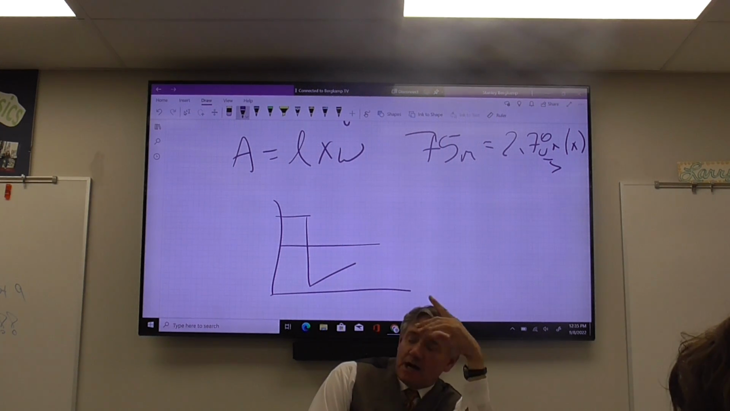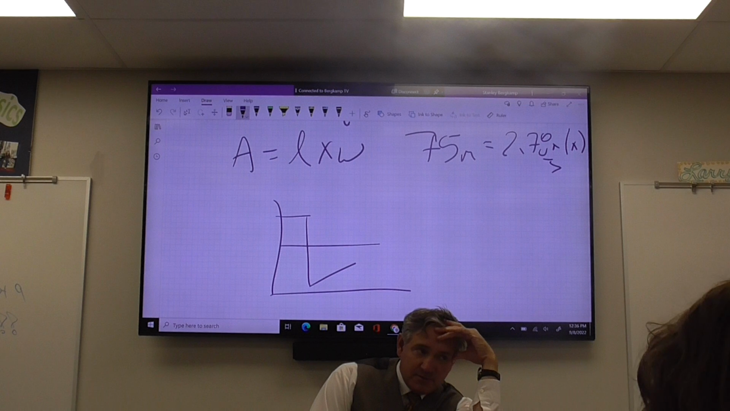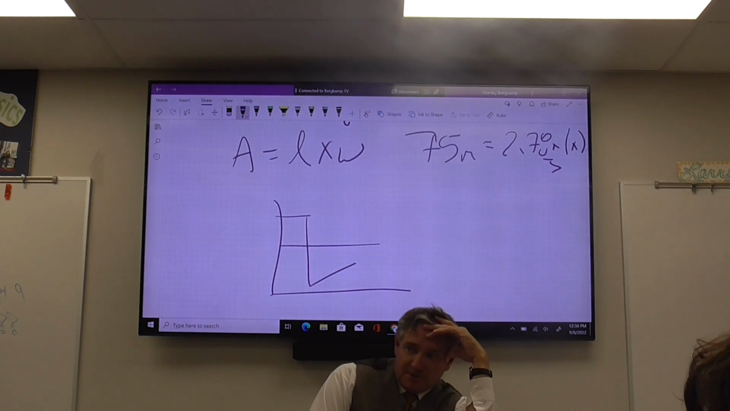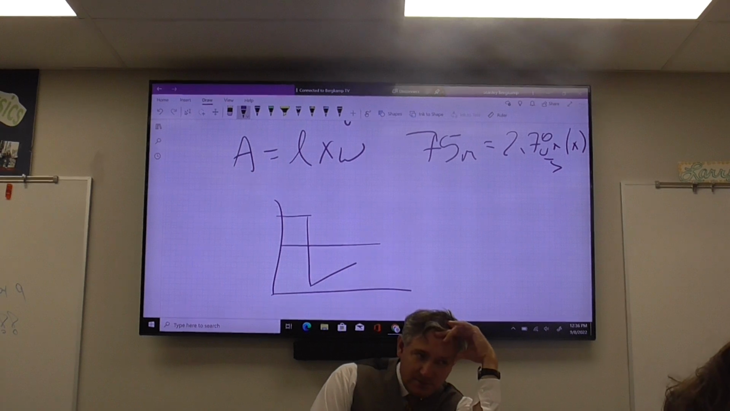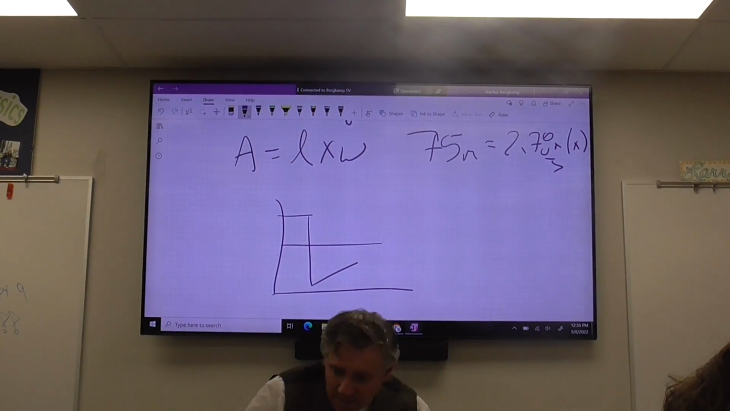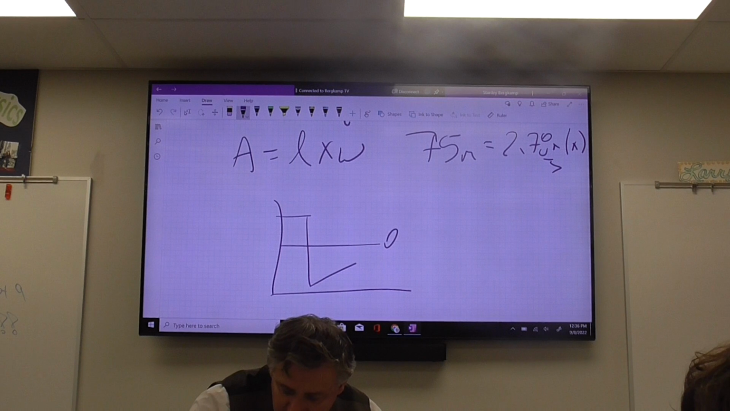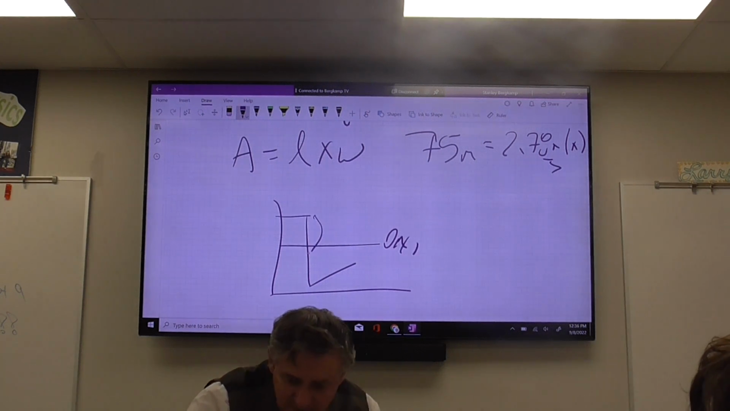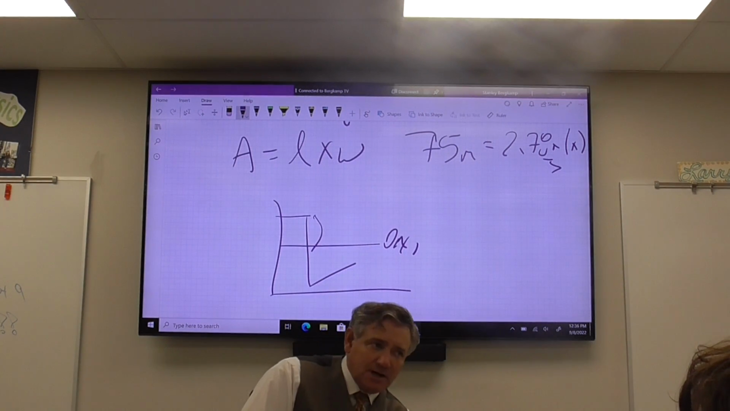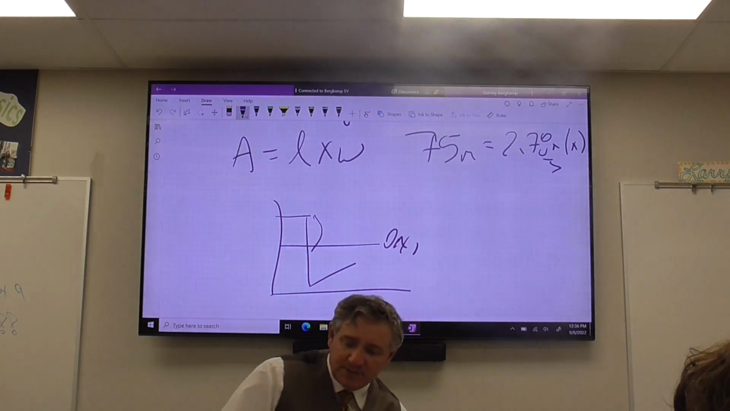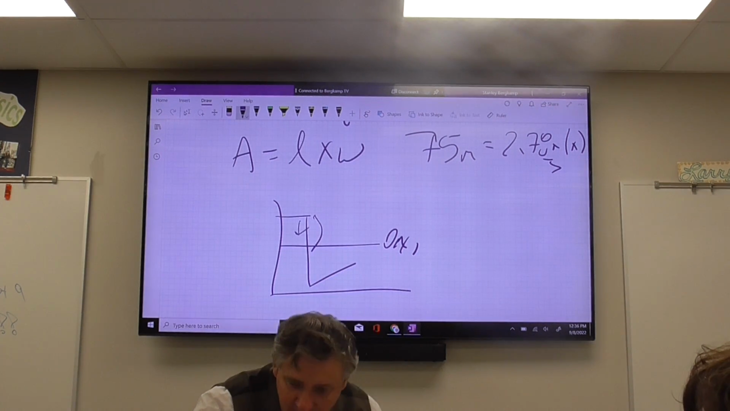when is that object going to undergo its maximum acceleration? The shallow part of the graph or the steepest part of the graph? Steepest, because the slope of a velocity time graph gives you acceleration. So from here to here, there's 0 meters per second. So from here to here, what's the object doing? Speeding up or slowing down? Slowing down. So you can put like a down arrow there.